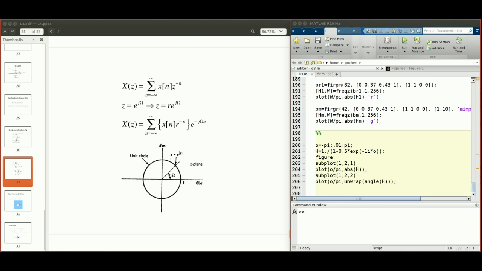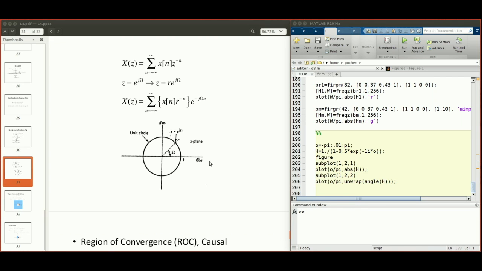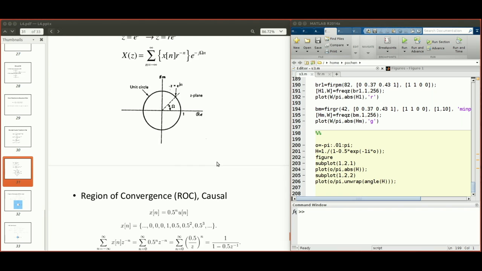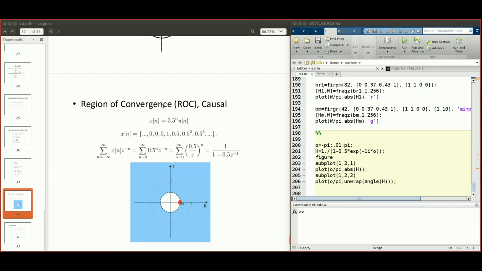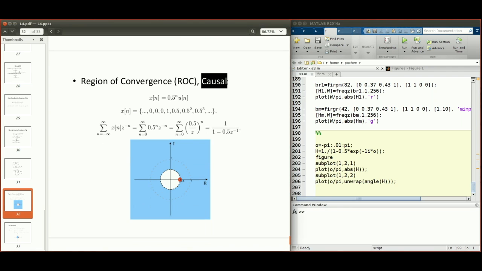Now let's look at some examples. And by looking at those examples, we can understand the so-called region of convergence better, right? Region of convergence. For this particular example, we're going to look at a causal signal, right? So it's a causal case.